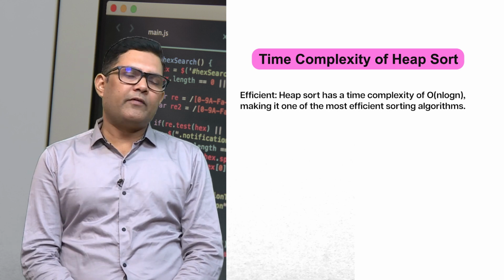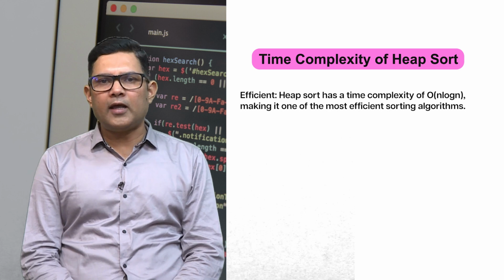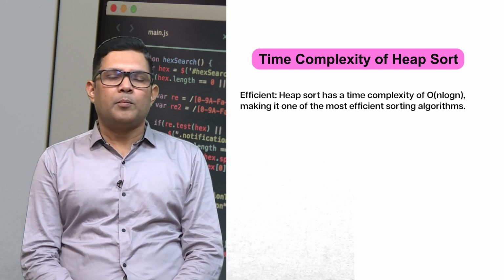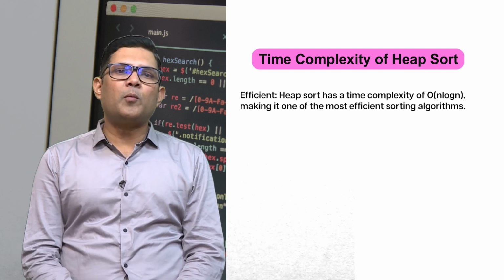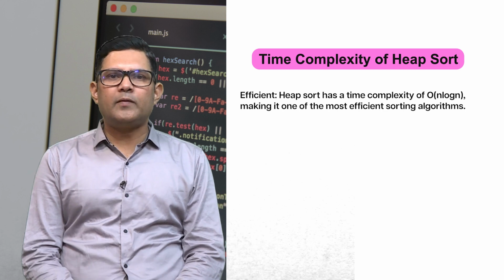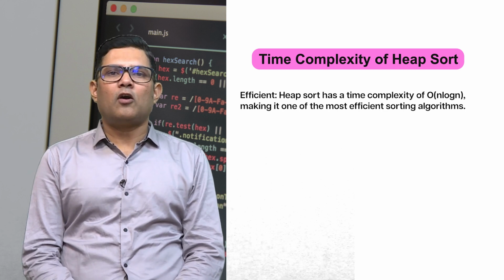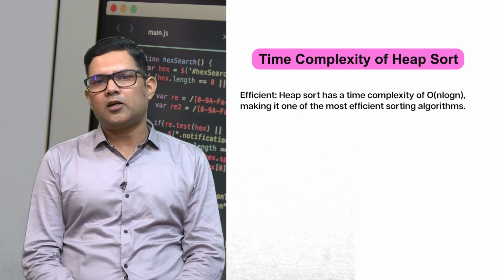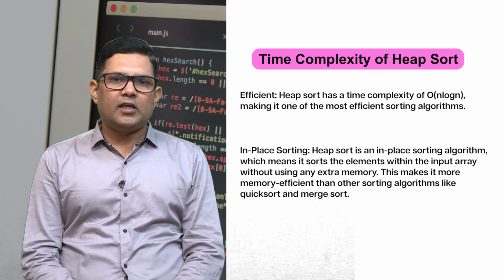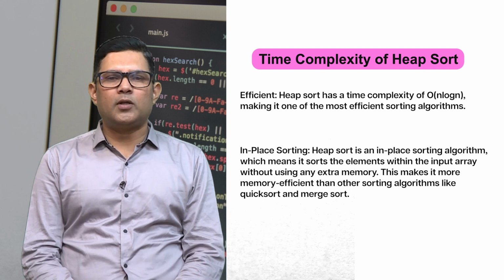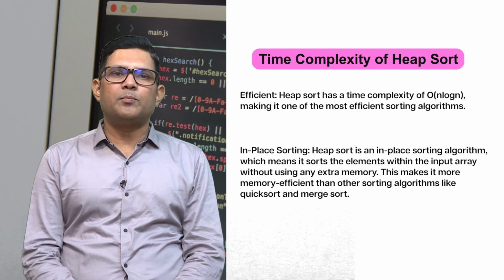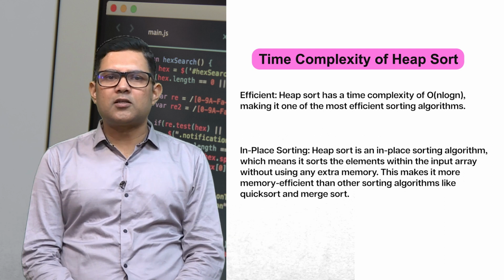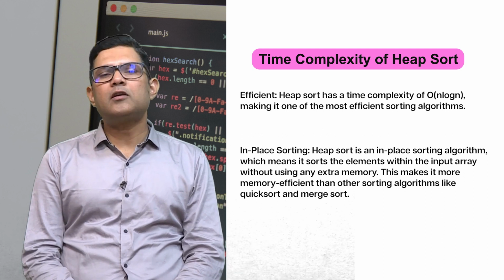But quick sort has the time complexity of O(n log n) in best case and average case, but the worst case time complexity of quick sort is O(n^2). So in terms of efficiency, we can conclude that heap sort has a better efficiency having O(n log n) as compared to the other sorting algorithms. In-place sorting. Heap sort is an in-place sorting algorithm, which means it sorts the elements within the input array without using any extra memory. This makes it more memory efficient than other sorting algorithms like quick sort and merge sort.